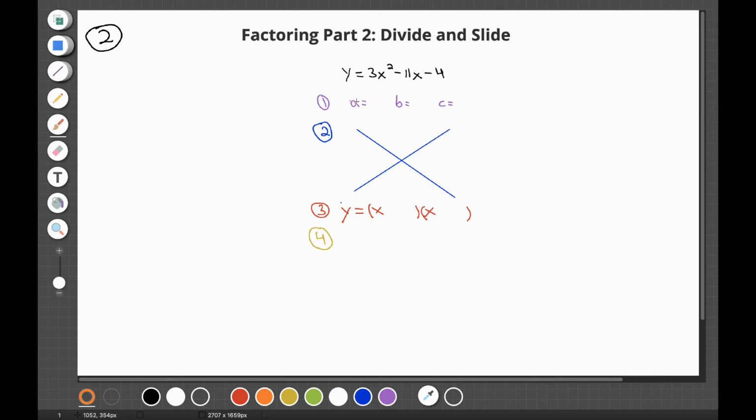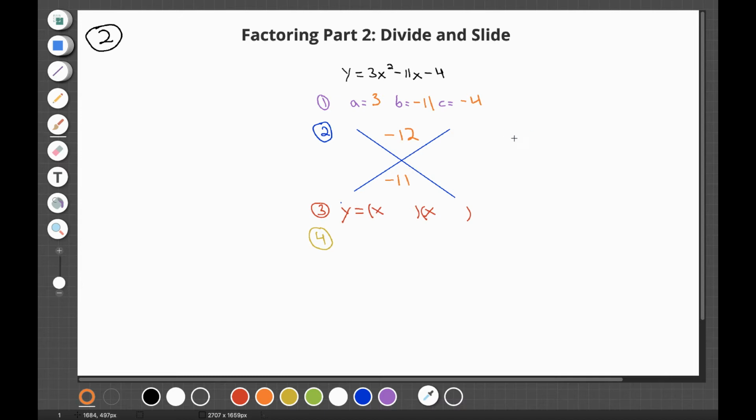Well, we need to find my first step, A, B, and C. So A is going to be 3, B is going to be negative 11, and C is going to be negative 4. Well, now that our A is not 1, this is where it becomes really important when we're setting up our diamond. Make sure you're actually multiplying these. So 3 times negative 4 is negative 12. And then B is negative 11. And now we're going to find two numbers that multiply together to get negative 12, add together to get negative 11.